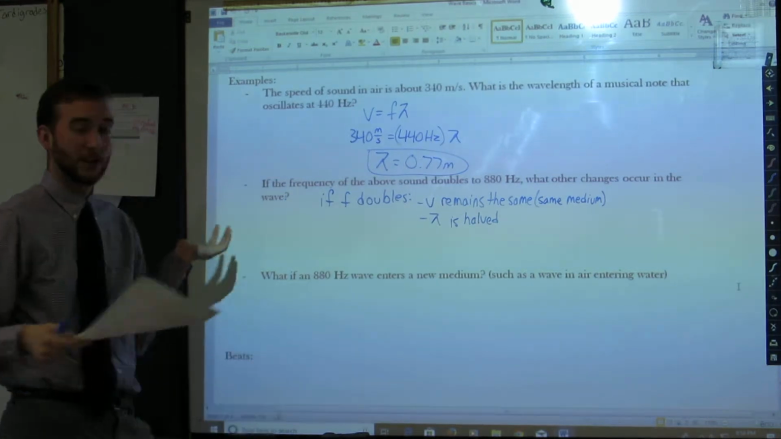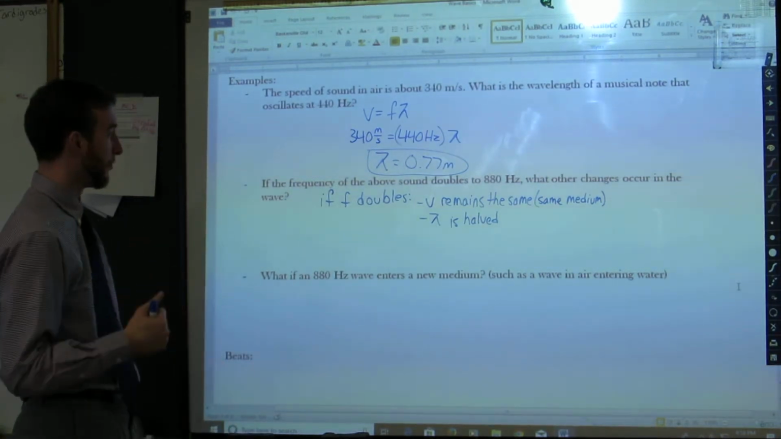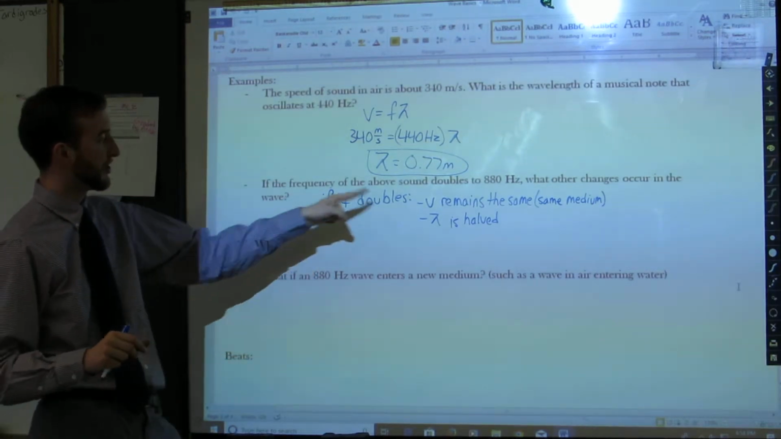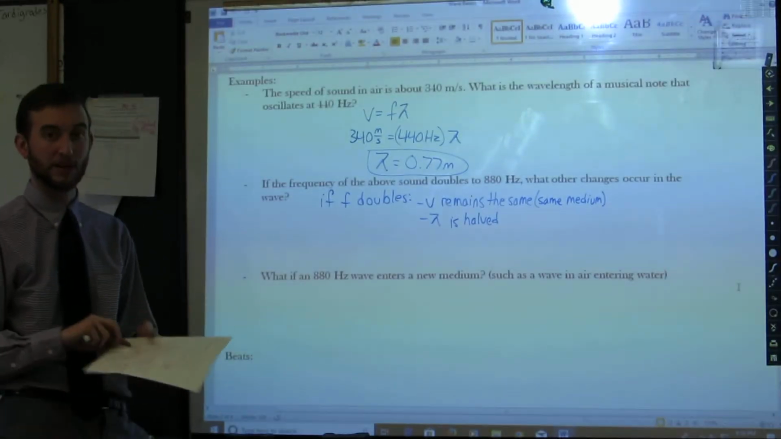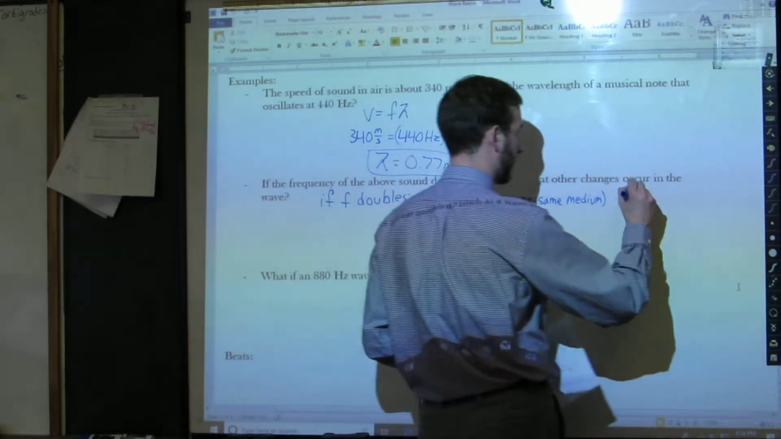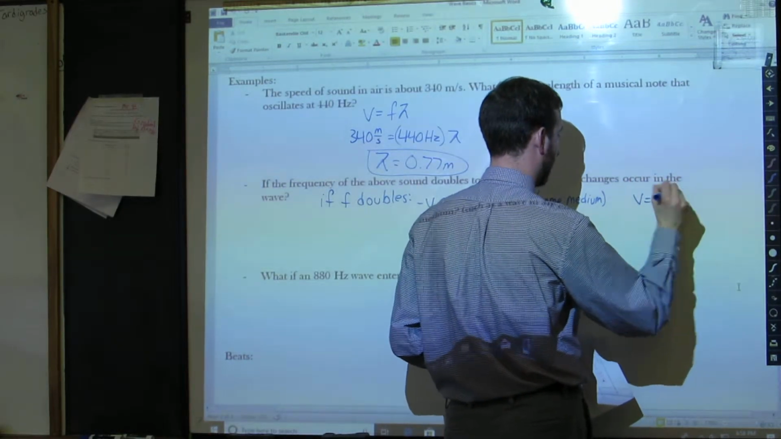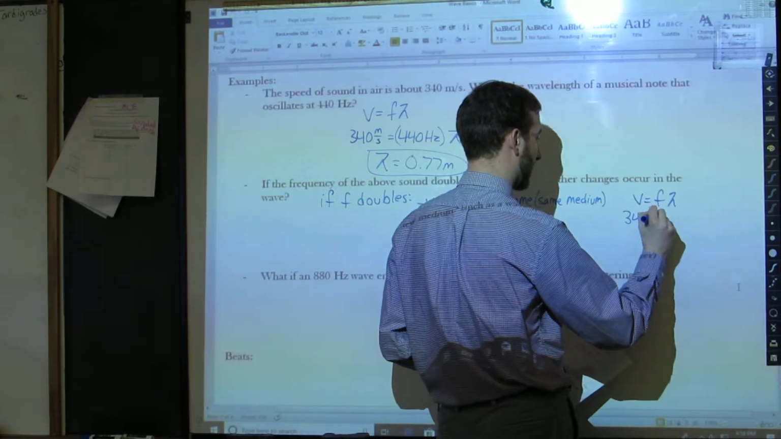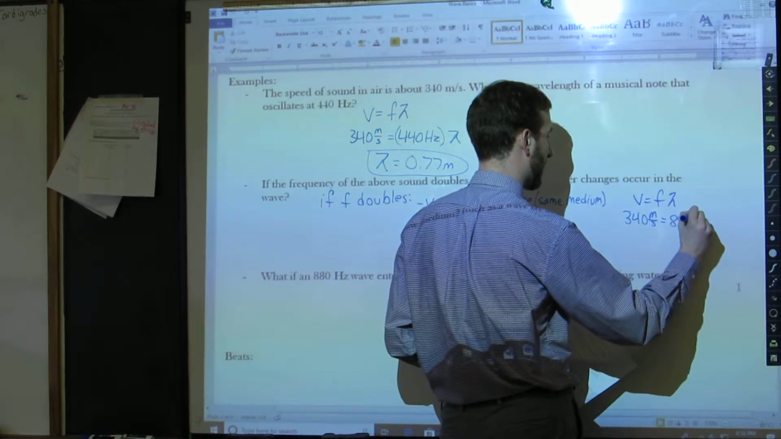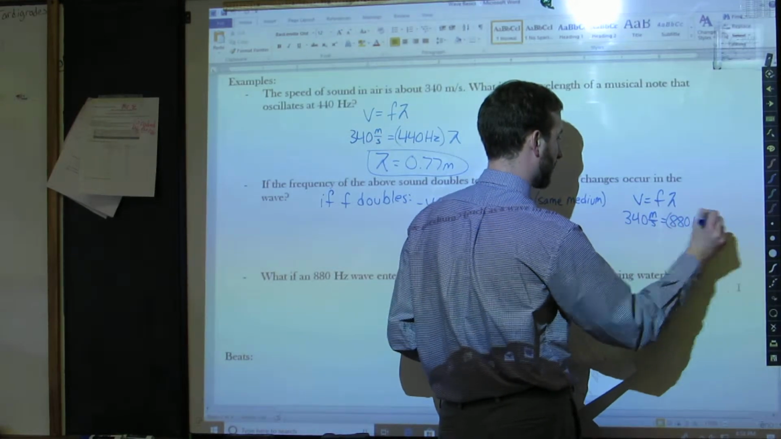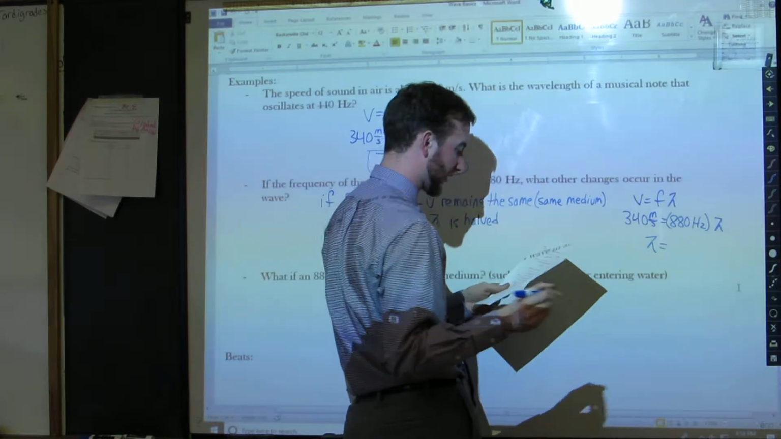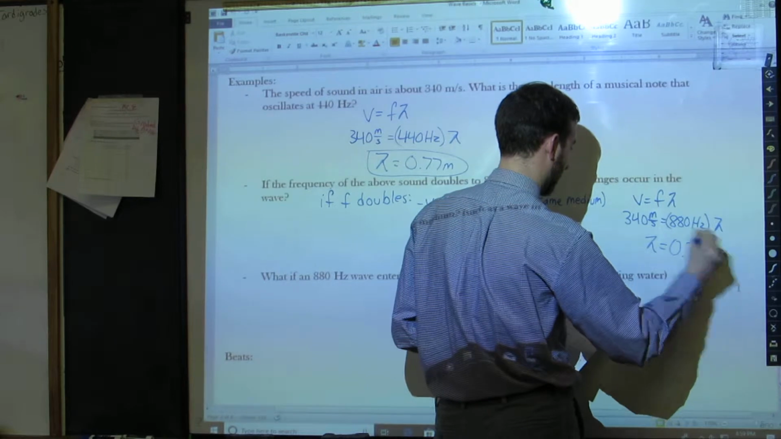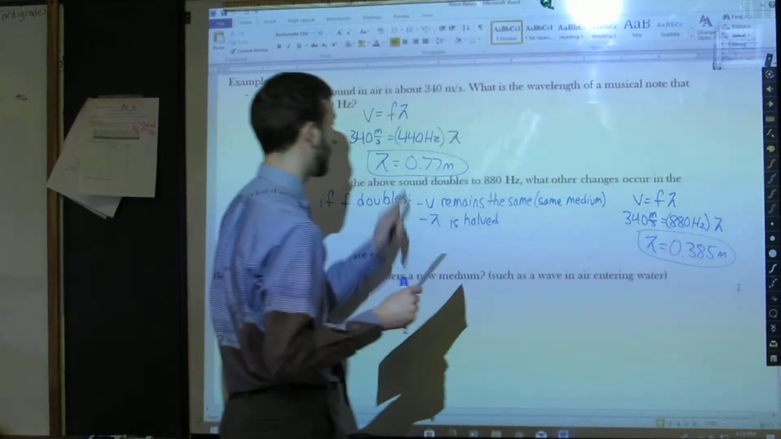Okay. And we could actually figure out what this new wavelength would be. Higher frequency typically means lower wavelength, especially if we're dealing with a similar speed or the same speed. So real quick, v equals f lambda. The speed is still 340 meters per second. The frequency has now increased to 880 hertz. That should result in a wavelength of approximately 0.385 meters. Half of what it was originally.